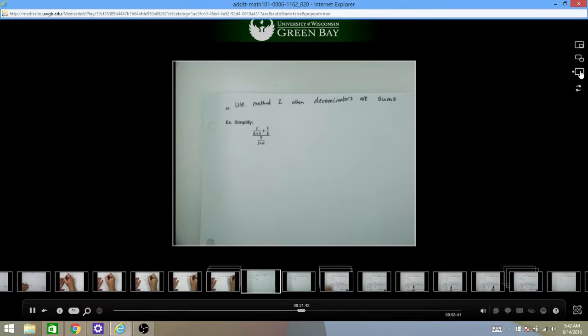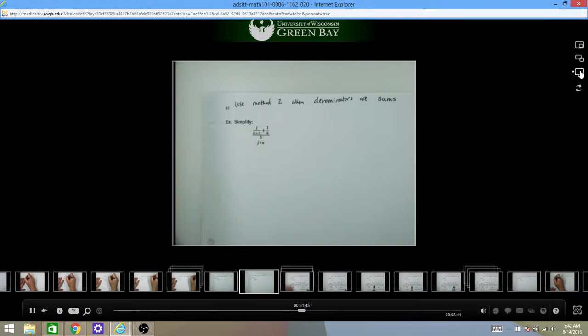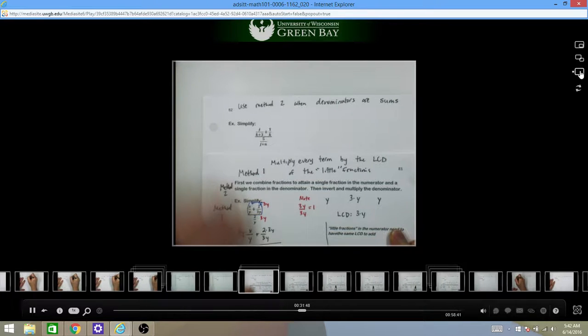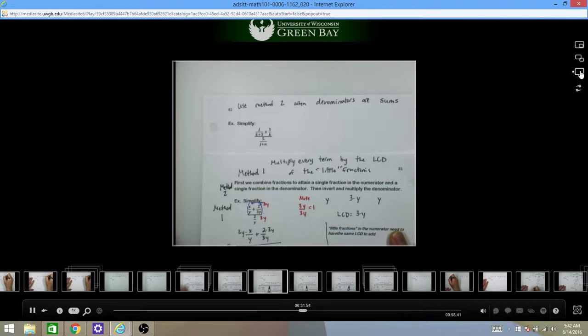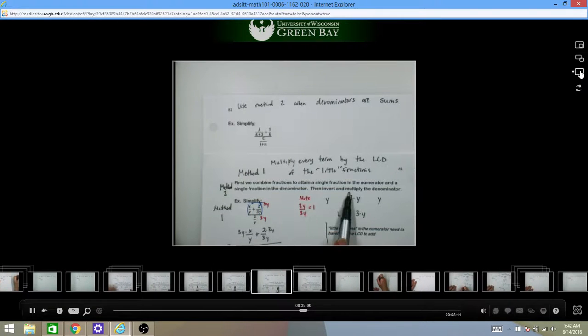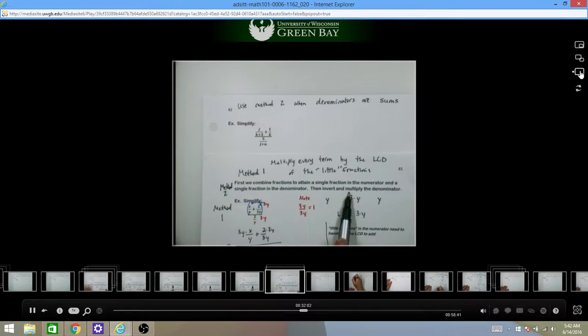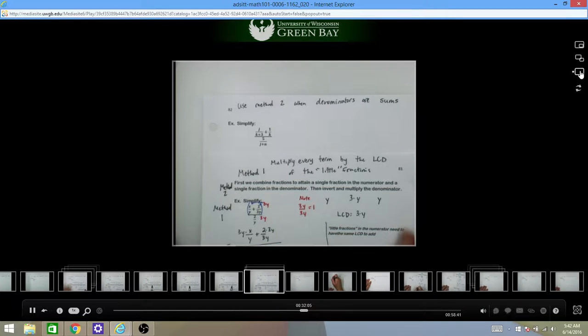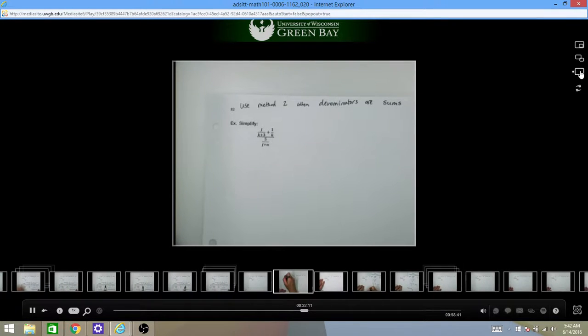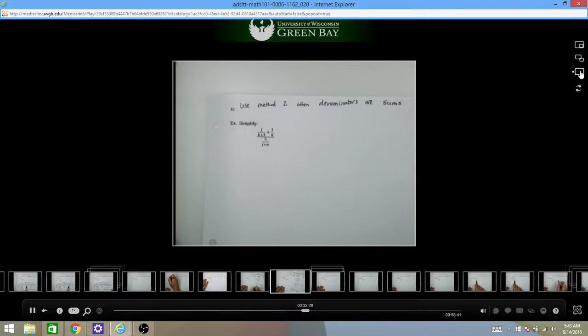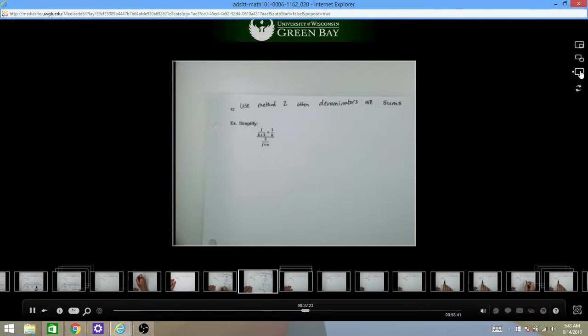Okay, so let's look at the directions for method 2. First, we combine the fractions to attain a single fraction in the numerator and a single fraction in the denominator. Then, invert and multiply the denominator. Okay, so you're not going to work on the whole fraction at a time. You're just going to work on the top or the bottom to get one fraction over one fraction. And then you'll invert and multiply. So these are method 2. Okay, so the first page is all method 1. So this was method 1. Both were method 1. And now we're doing method 2 on this page.